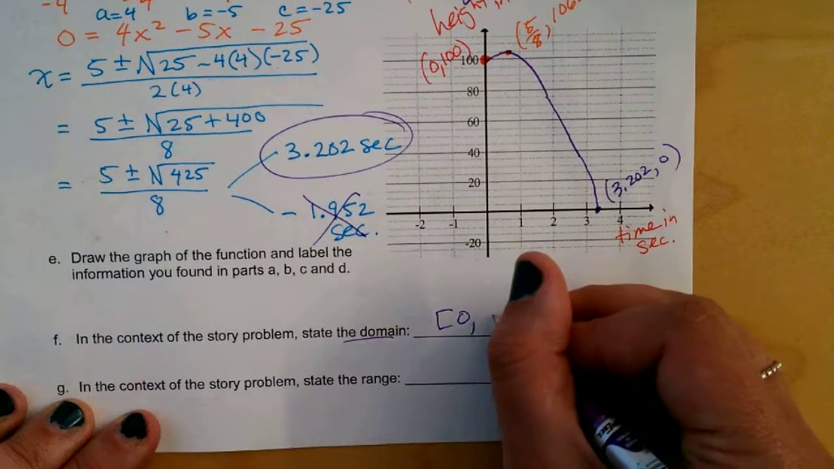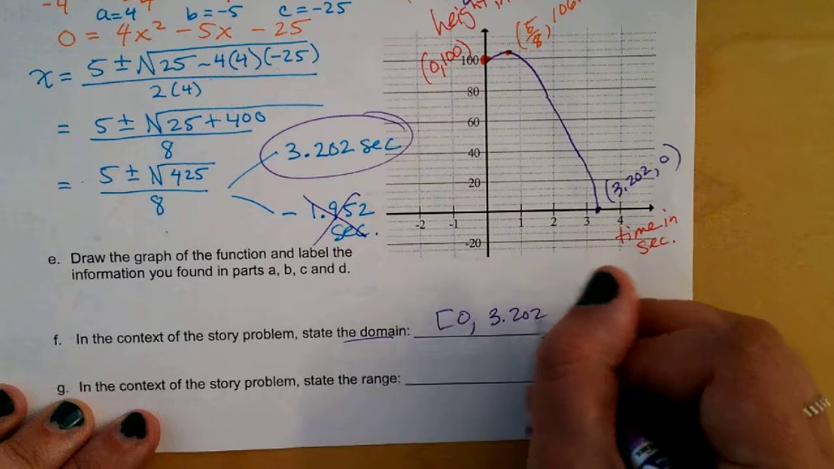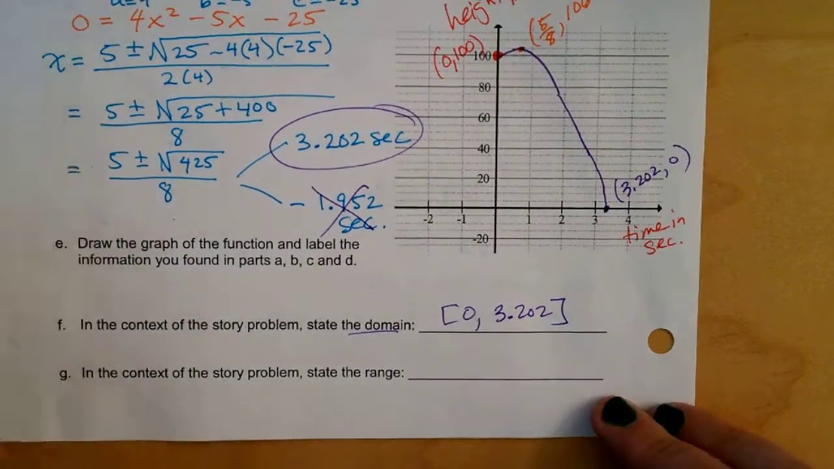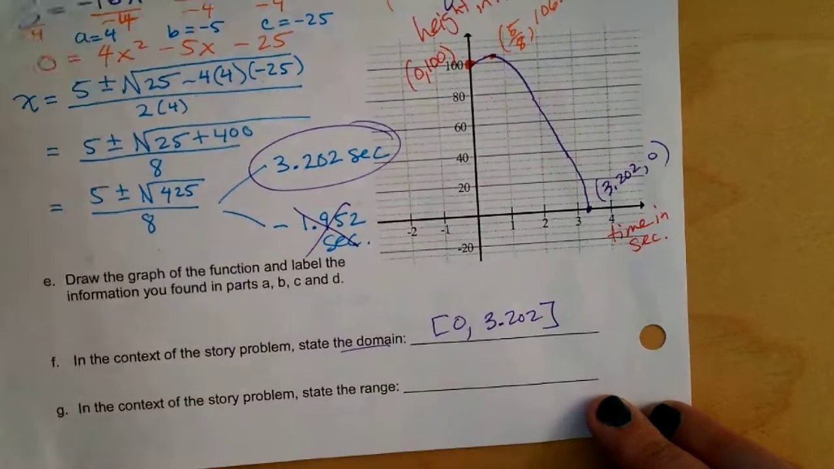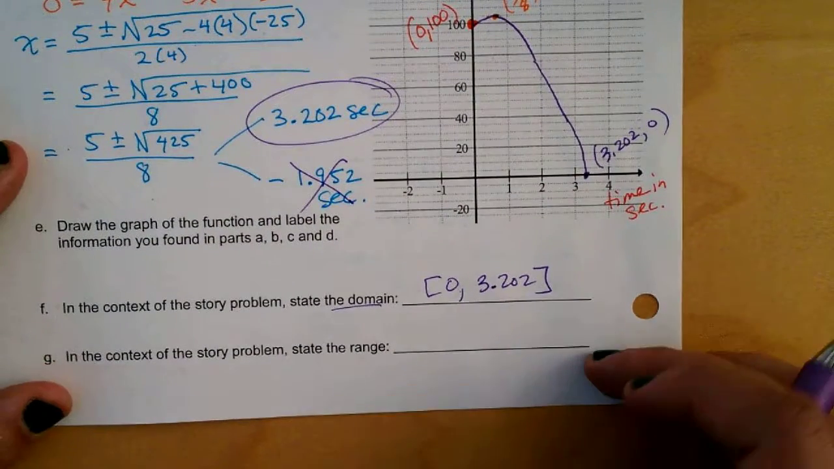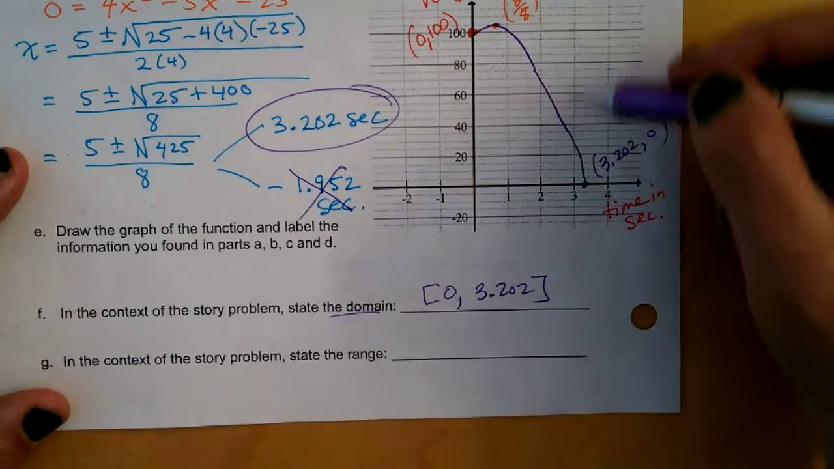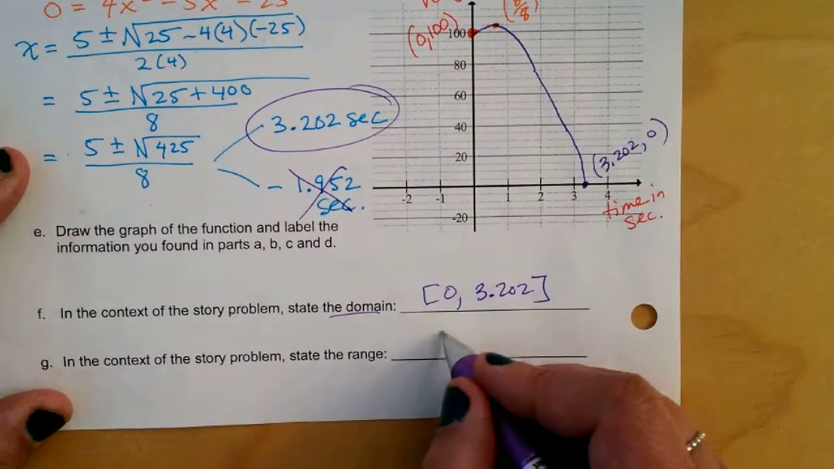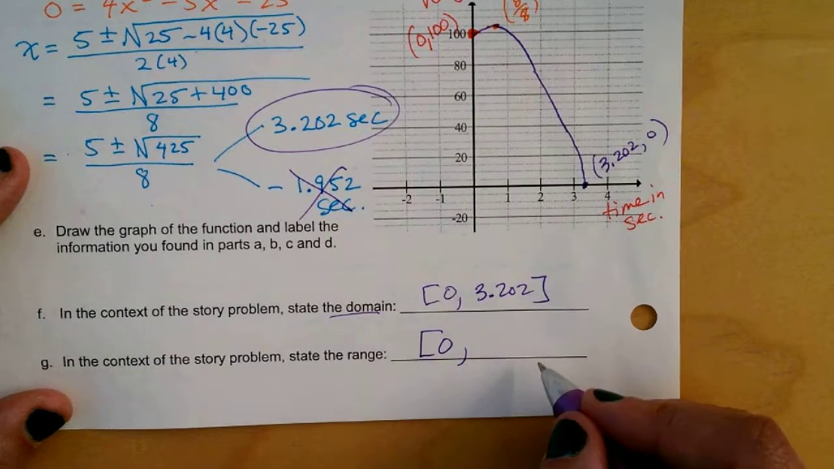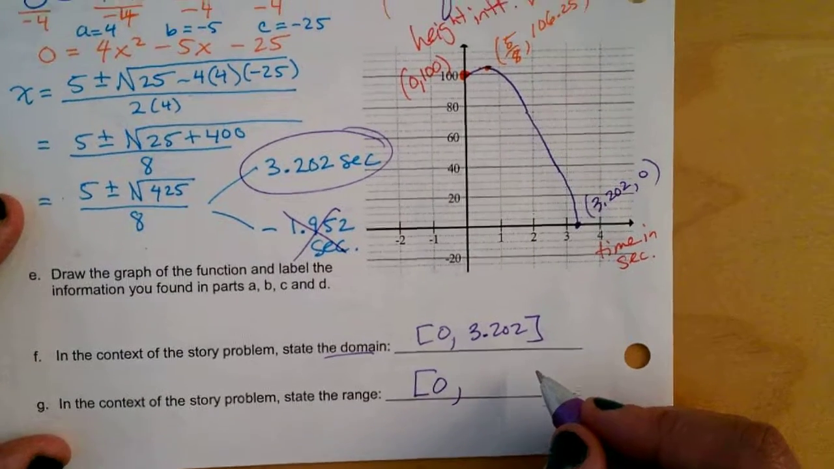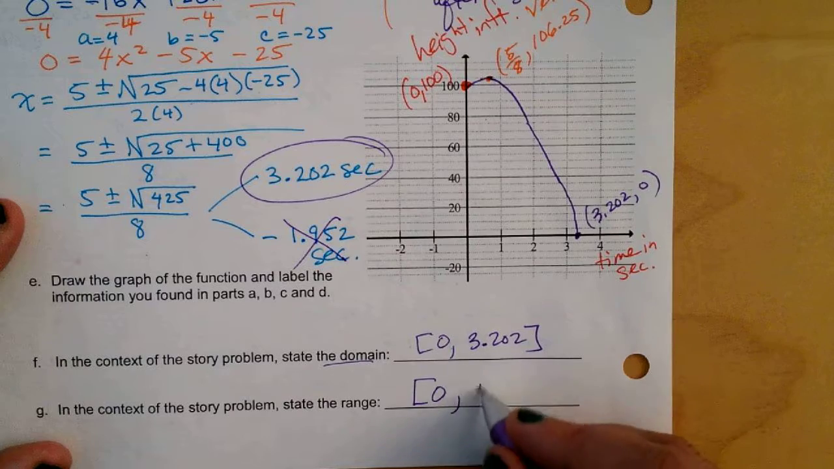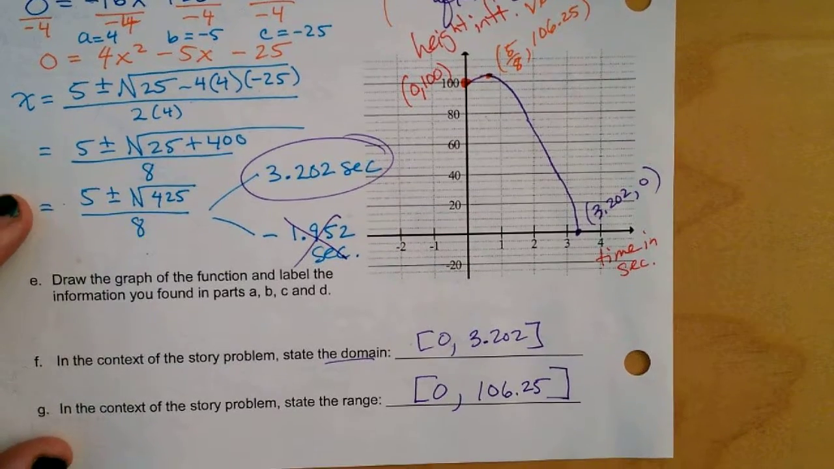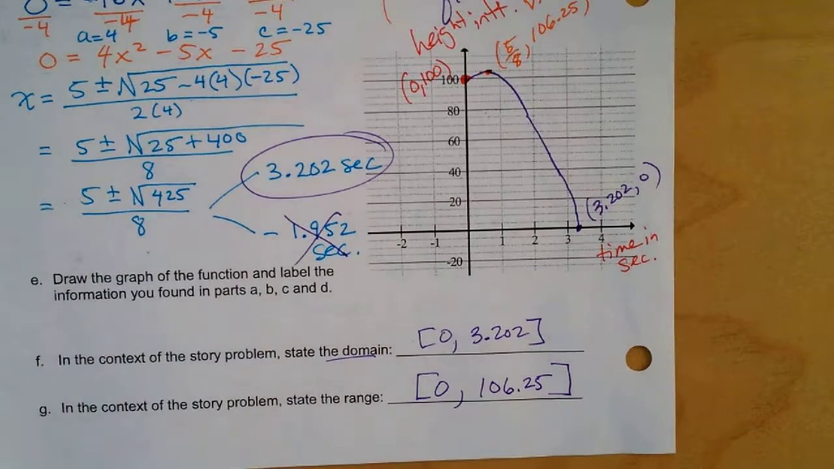0, 3.202? Yes, and we could include both of those, and therefore we would use the bracket to show that the numbers are included. What about the range? The range is from the smallest to largest. So what's the smallest y value? Also 0, and we include it. And what's the largest y value? Yep, there it is. Okay.